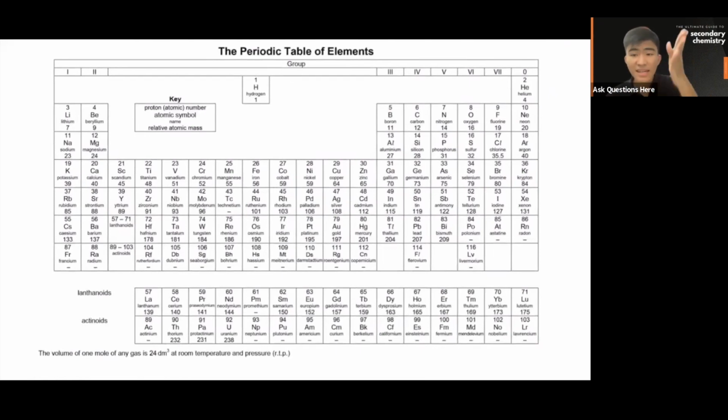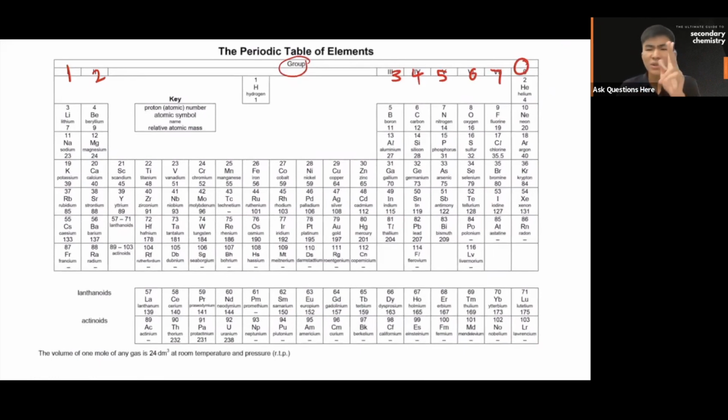Now, the vertical is known as the group. So I got group number 1, group number 2, group number 3, 4, 5, 6, 7, and 0. Okay, not 8, but 0. I'm going to tell you why later.